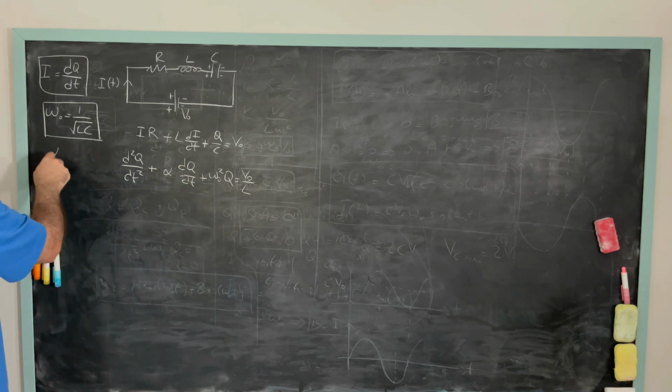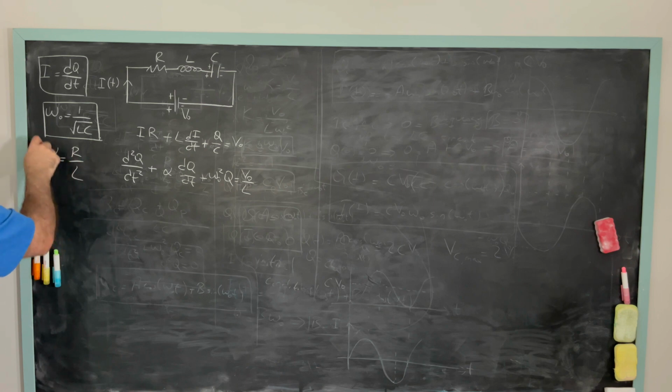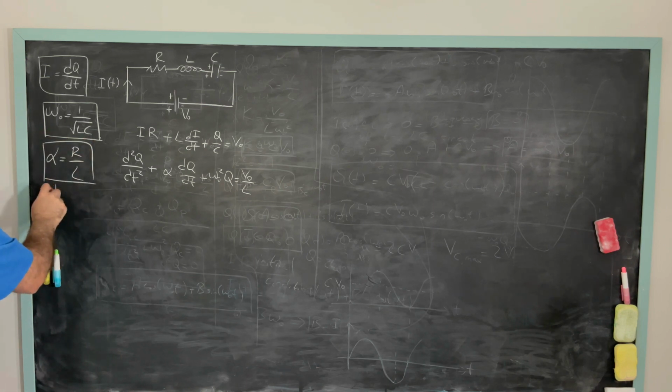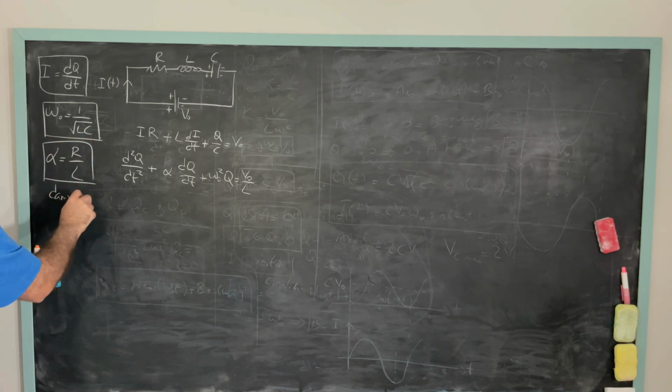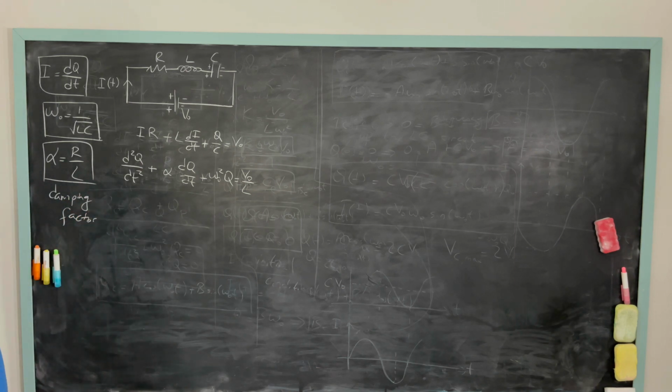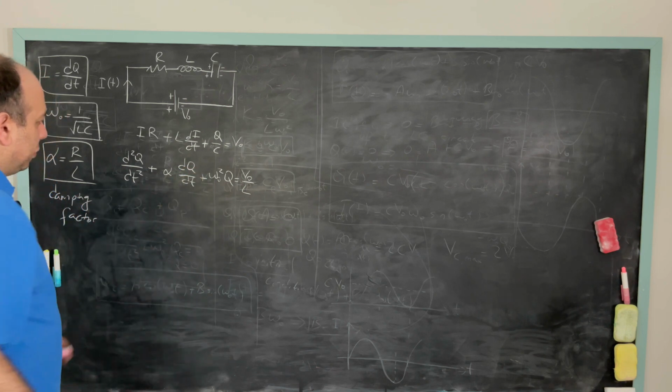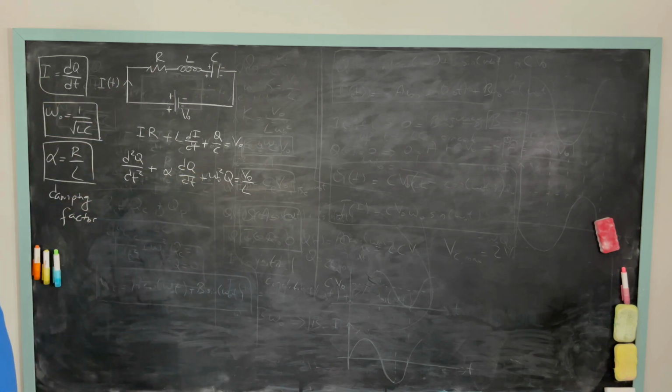At this point I will define another quantity which I will call alpha. So alpha is defined as R over L. I call this the damping factor. This is how I define it. The damping is, of course, due to the resistance here, so that's why it's equal to R over L.